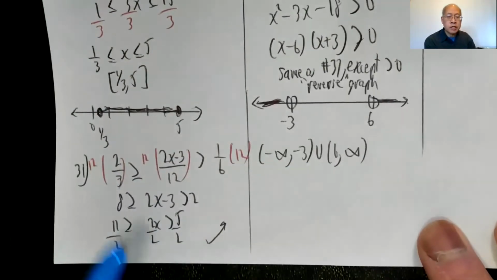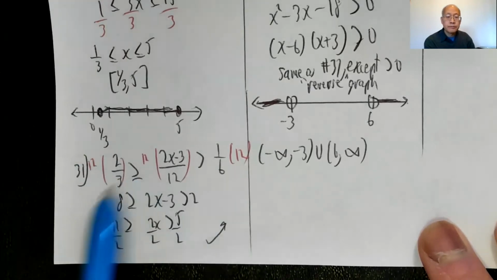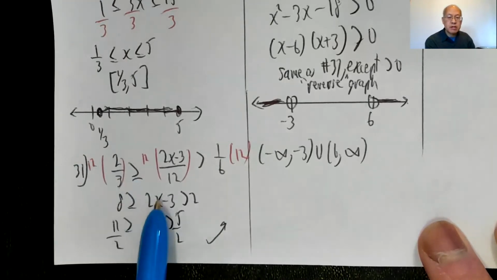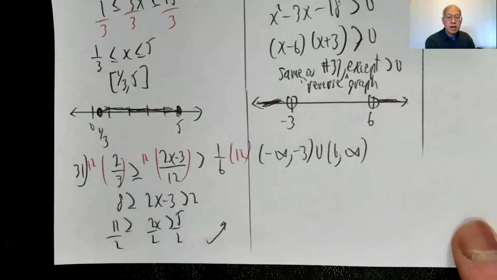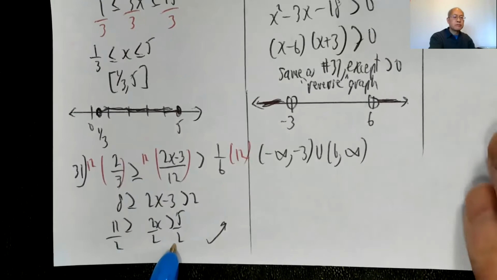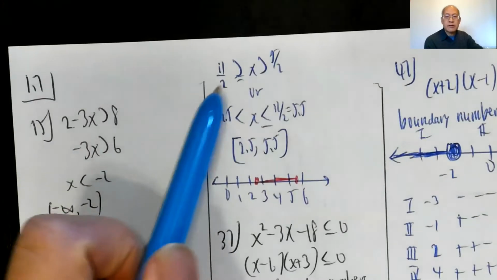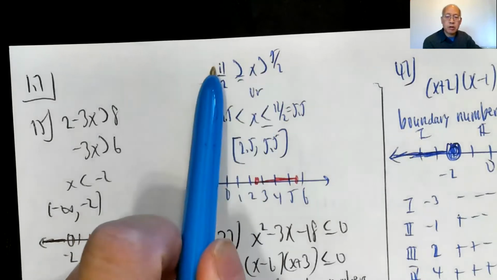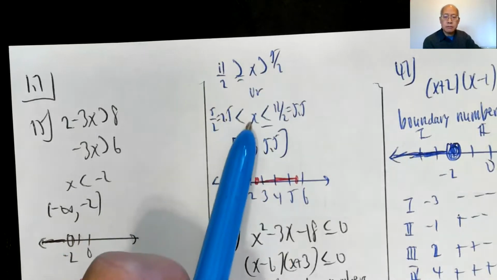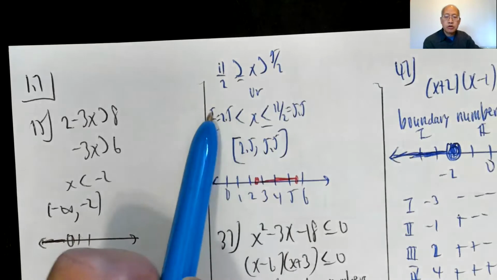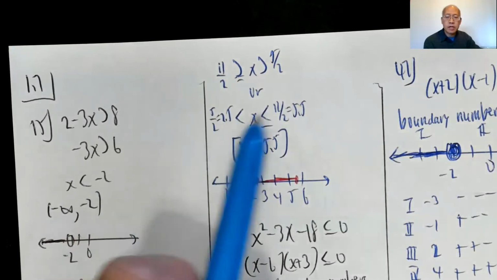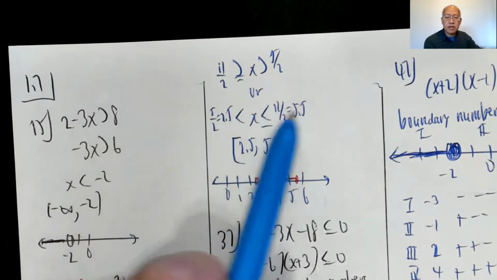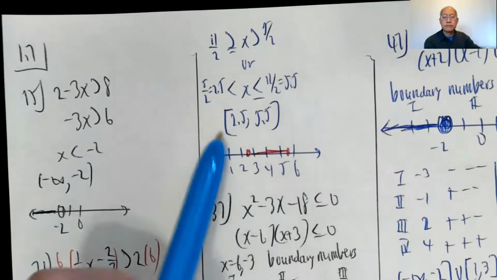31, get rid of the fractions, multiply by 12. 8 greater than or equal to 2x minus 3, greater than or equal to 2. Add 3, 11 greater than or equal to 2x, greater than or equal to 5, divide by 2. So 11 halves is greater than or equal to x, greater than 5 halves. Or the normal way to write it is the smaller number on the left and the bigger number on the right. So x in the middle, 2.5 or 5 over 2 on this side, 11 over 2 or 5.5 on this side, and this gets less than or equal to.